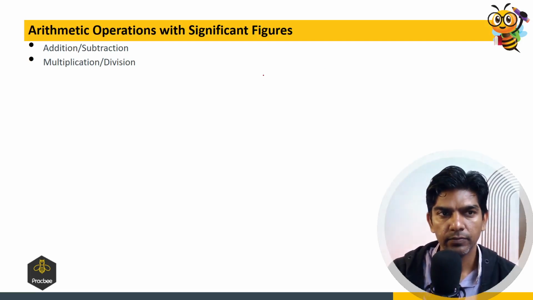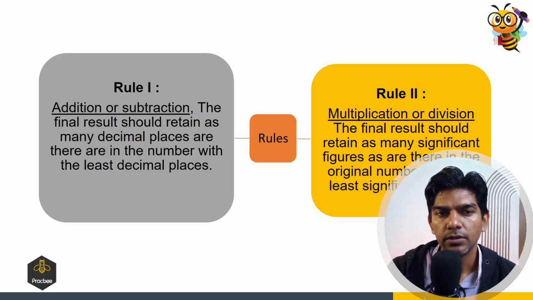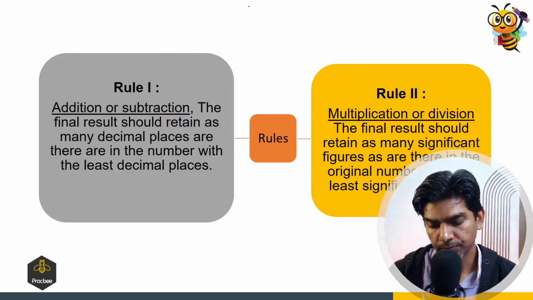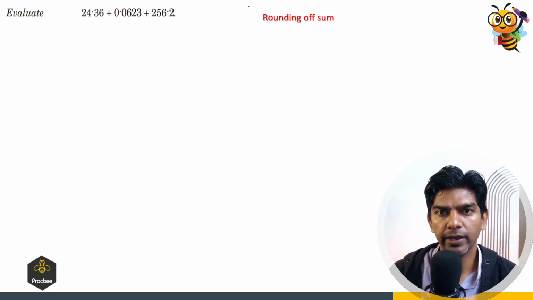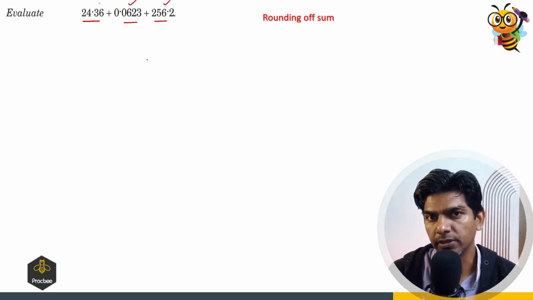Now let us see the arithmetic operations where we have to round off up to certain significant figures. Let us see the rule for addition and multiplication. In addition, suppose we have 24.36, 0.0623, 256.2. 24.36 is measured up to 2 decimal places, 0.0623 is measured up to 4 decimal places, and 256.2 is measured up to 1 decimal place. So you have to round off your answer up to 1 decimal place in this case, because this has the least number of decimal places, right?